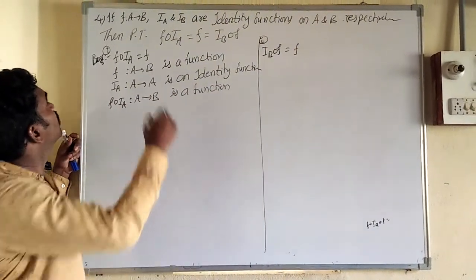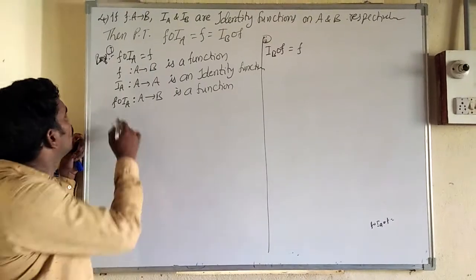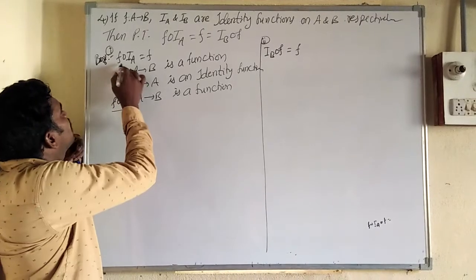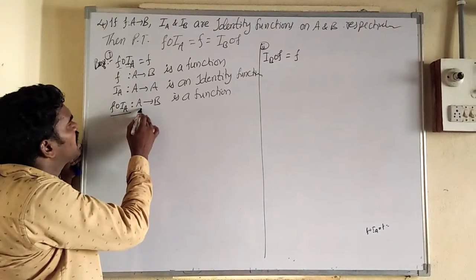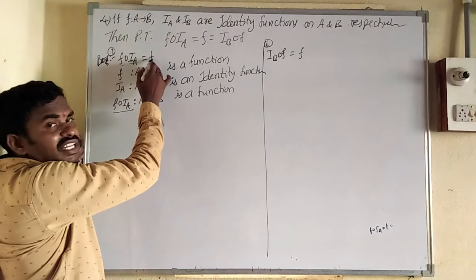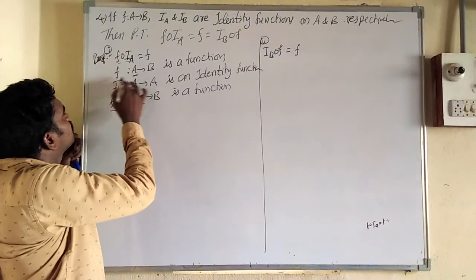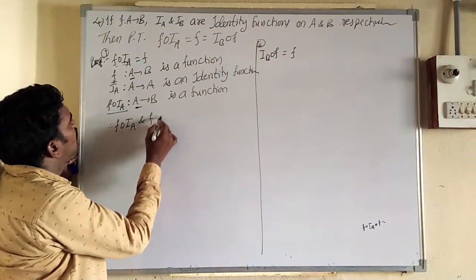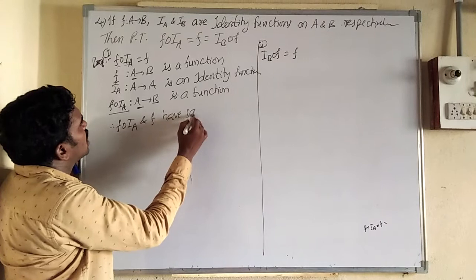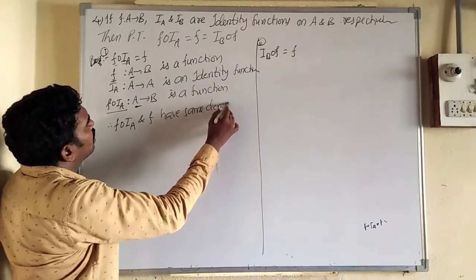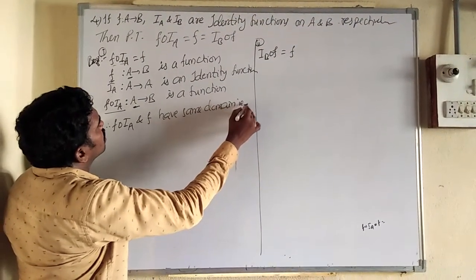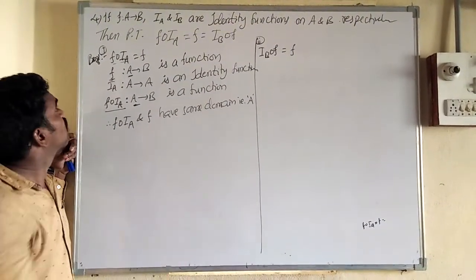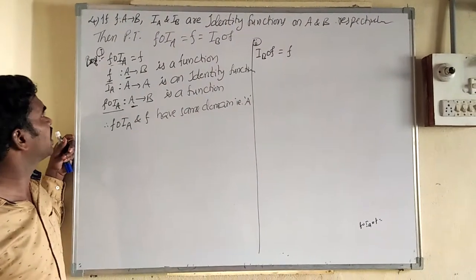What is the second? F. No need to write F, already it is there. So F circle IA, left hand side, has domain A. Next to the right hand side, F has domain A. So therefore F circle IA and F have the same domain. What is that same domain? That is A. Now proving, so the domains are equal. Case 1 is completed. Next case 2.